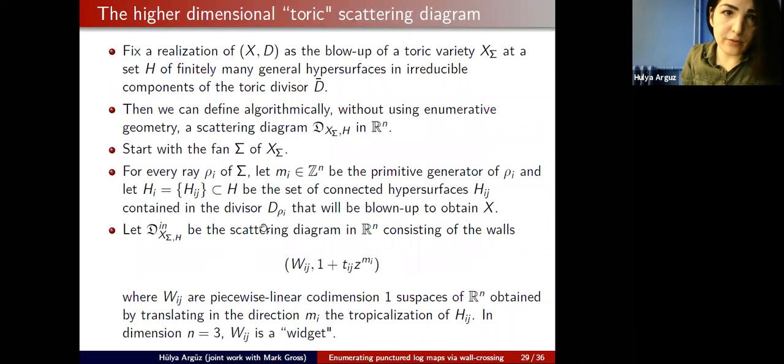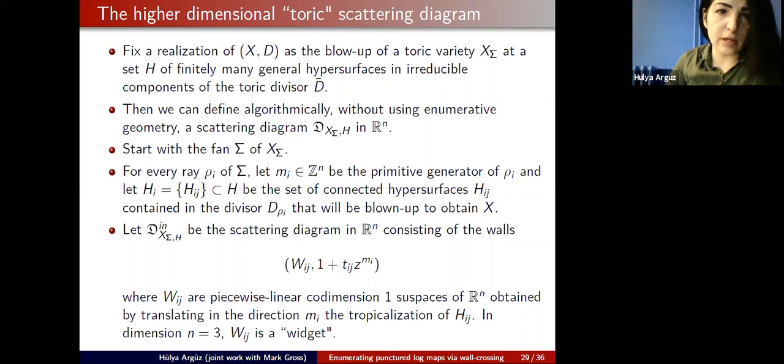And what we did is we purely constructed a toric scattering diagram associated to the toric model of a low Calabi-Yau, and we constructed it as follows. Assume X_T is obtained as a blow-up of a toric variety along hypersurfaces in its toric boundary divisor, then we can algorithmically, without using enumerative geometry, construct a toric scattering diagram associated to this toric variety as follows.